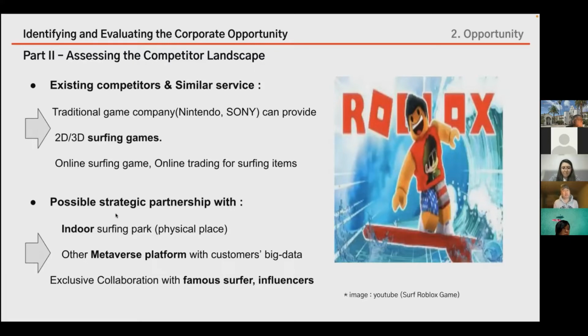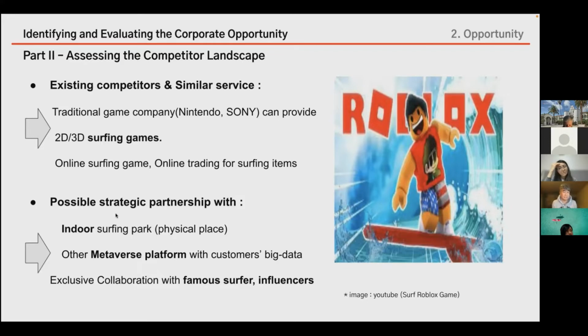The second is the competitor landscape. There are lots of competitors in the market. We find two kinds of competitors. One is existing competitors and similar services. Traditional game companies like Nintendo or Sony can provide 3D or 2D surfing games. And second is possible strategic partnership with indoor surfing parks and other metaverse platforms with customers' big data. There are lots of competitors in this market, but I think we still have a chance because the metaverse is still in infancy. I mean, it is in the initial phase.